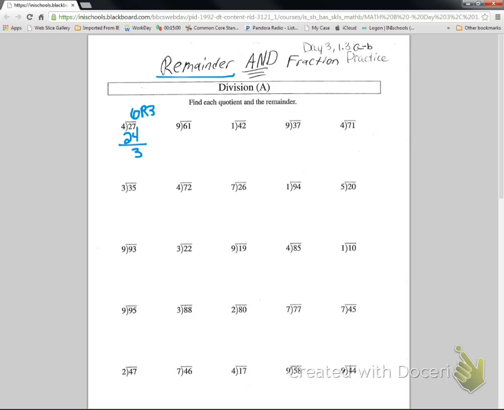I'll do each one. 9 goes into 61 at least 6 times. So 6 times 9 is 54. If you subtract that from 61, you get a remainder of 7. This is a good check to make sure that you have divided by the biggest number possible without going over. Your remainder, that 7, should never be bigger than your divisor, this number that's out here. Alright, so we simply write remainder 7.